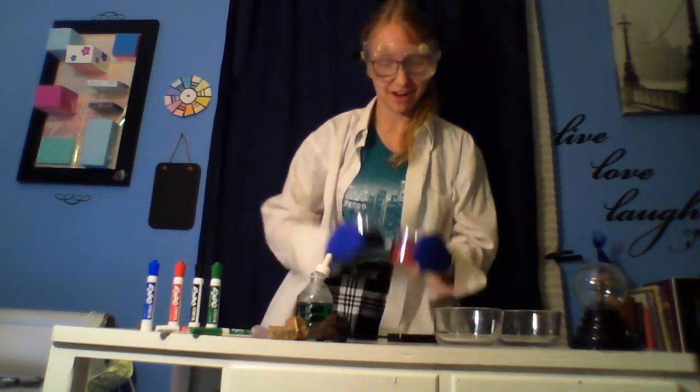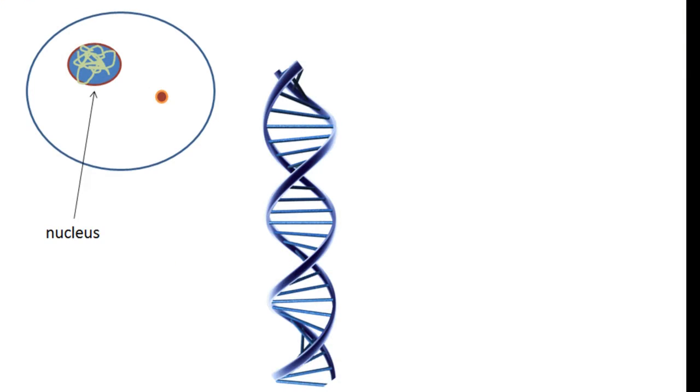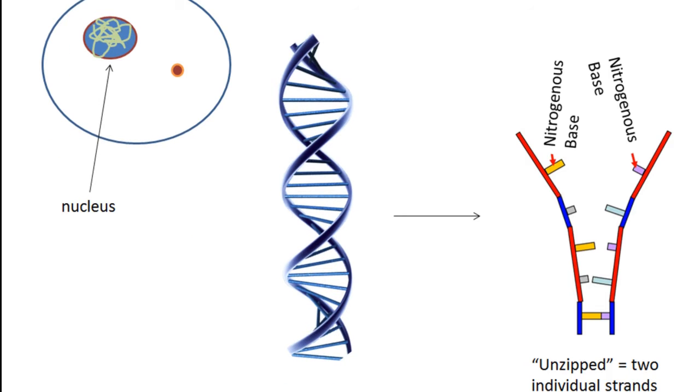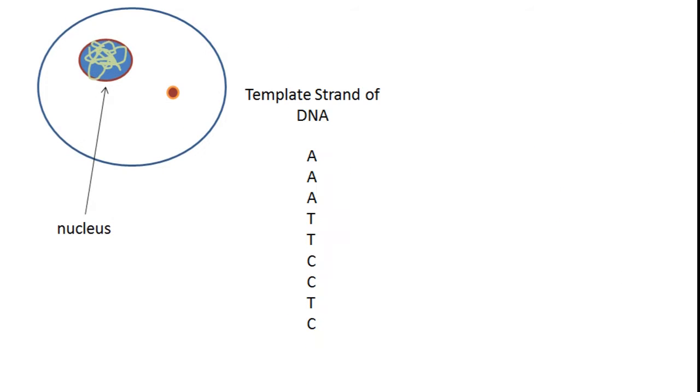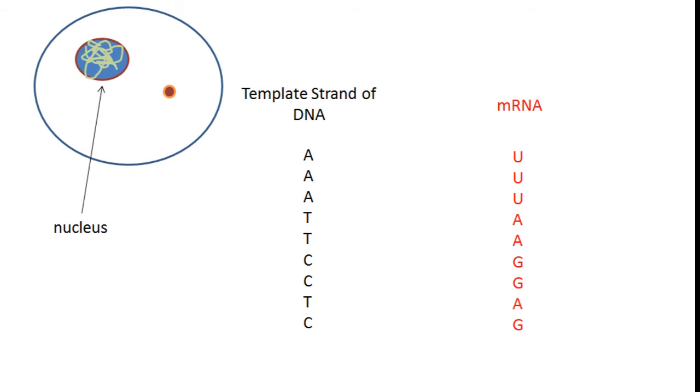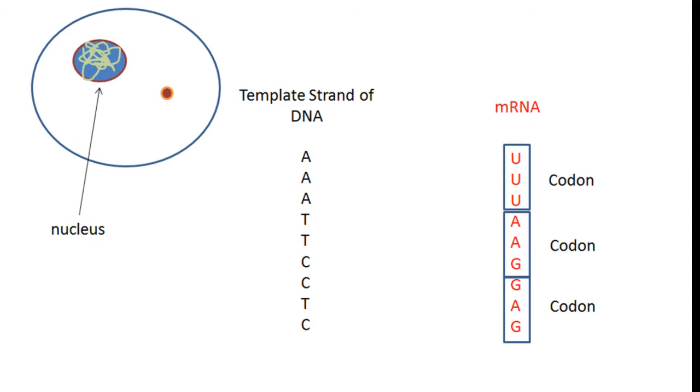Protein production starts out in the nucleus. The DNA double helix unzips so that it forms 2 individual strands of nucleotides. A special type of RNA called mRNA transcribes the information on one of those 2 strands that acts as a template, forming the complementary strand. Not surprisingly, this process is called transcription. Each group of 3 nitrogenous base pairs of the mRNA is called a codon.